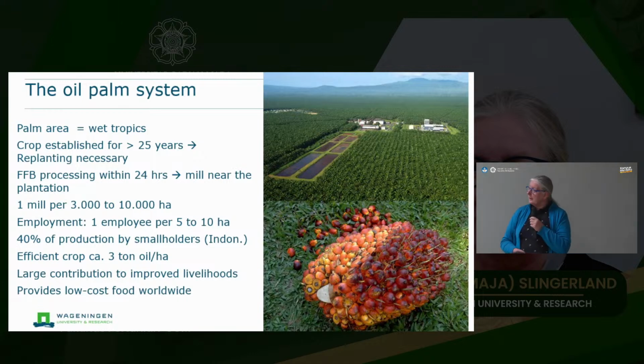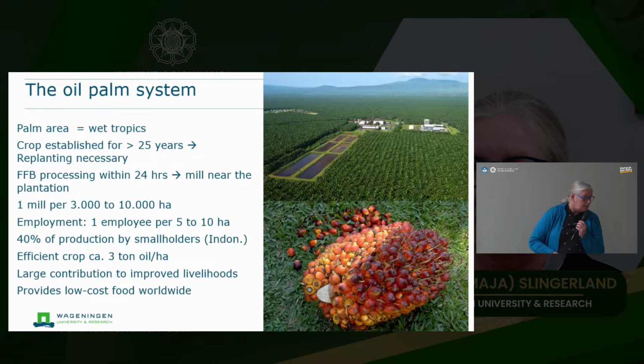And employment, 1 person on 5 to 10 hectares if it's worker. And then 40% of the area in Indonesia is managed by smallholders. So 60% is big plantations, and everybody thinks it's only big plantations, but 40% of the oil palm area is smallholders. That's why they are so important.